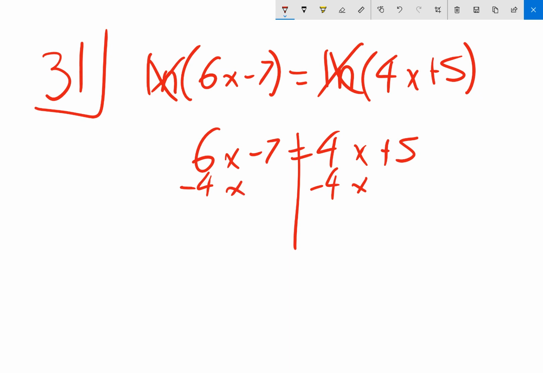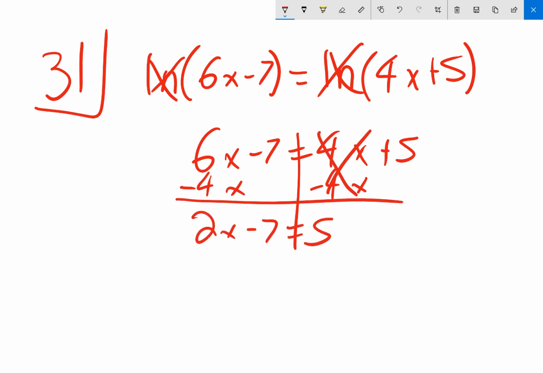I'm going to move my x terms to combine my x terms. That gets me 2x minus 7 equals 5. And I think you guys can solve it from there. I think you get, at the end of that, if you show all your work, I believe x equals 6.